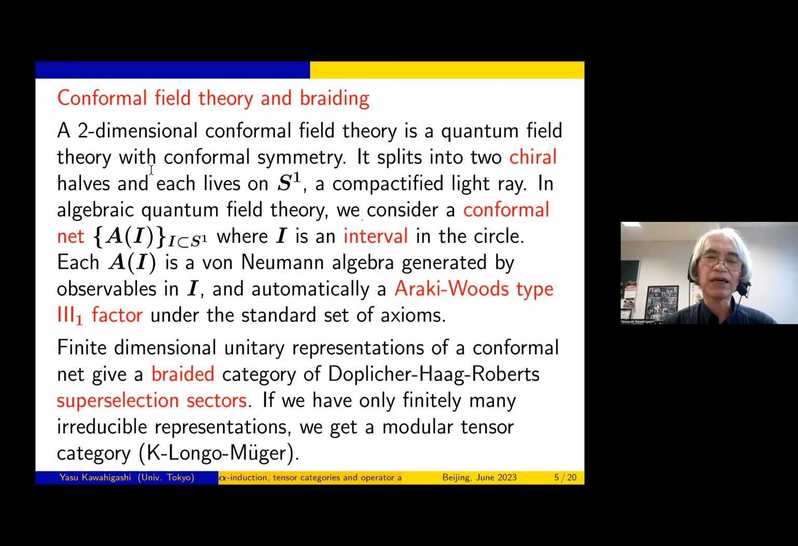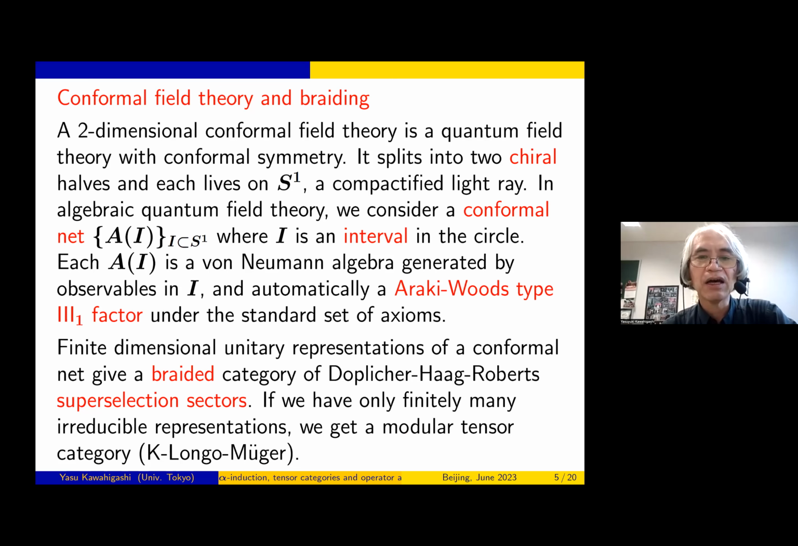For a fixed space-time region, we have lots of observables, so we have lots of self-adjoint operators. Then they generate a single operator algebra, which is written as A of I. In this way, we get a family of operator algebras parameterized by space-time regions, which are intervals in this circle.